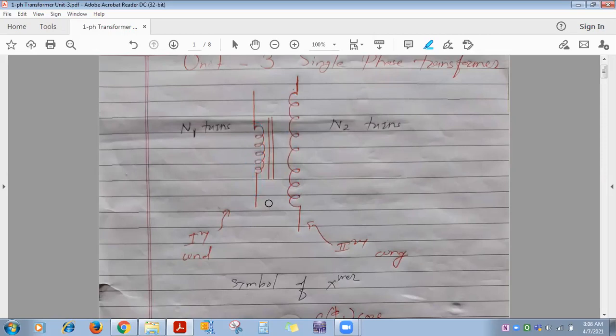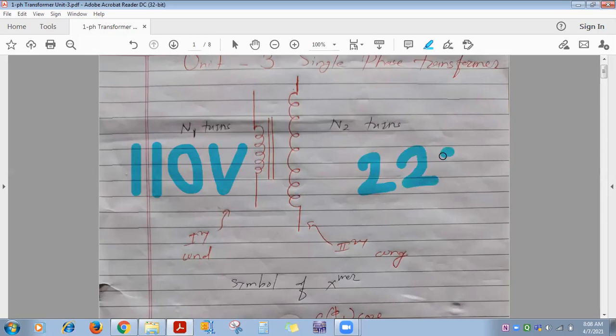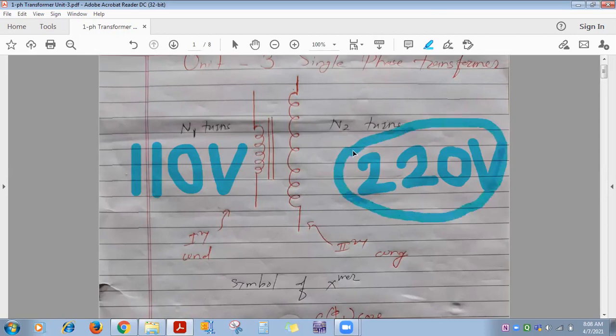Okay. For example, here you consider primary side voltage you are going to apply 110 volt, and secondary side consider maximum voltage you are getting 220 volt. Means it's a step up or step down transformer? Step up, correct. It's a step up transformer. That's why you can see as on secondary voltage is more, turns also here I have drawn more number of turns compared to primary. N2 greater than N1, step up transformer.